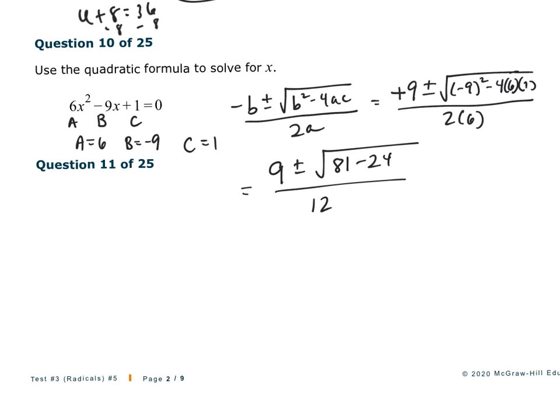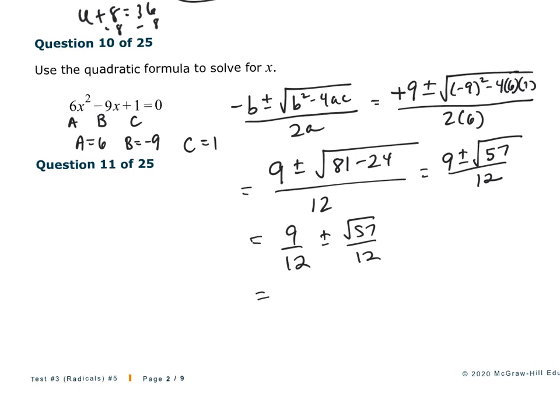All right, so in this next step, I've simplified it. So I'm going to keep working on simplifying. All right, so there is nothing that I can simplify under the square root sign to bring anything out, because there are no perfect square factors in 57. And 57 is also not a perfect square. So all I need to do now is simplify each part. Okay, and that's as far as it can go.